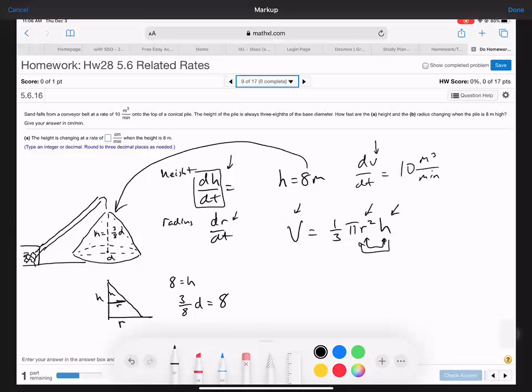So what would the diameter be? At this very instant, what would all the variables be? Multiplying this around, d would equal 8 times 8 over 3. The diameter is 64 over 3. But do we want the diameter? Nope, we've been working with radius. That means the radius is 32 over 3.